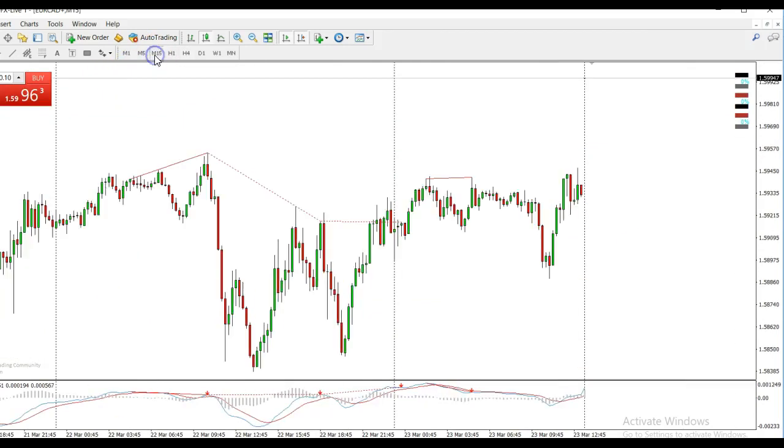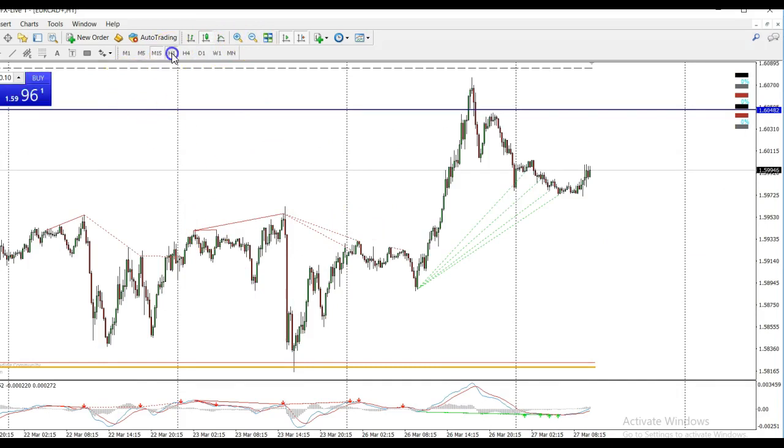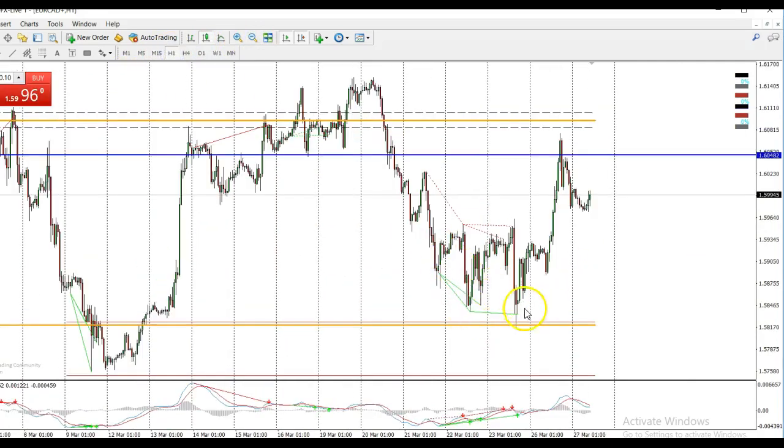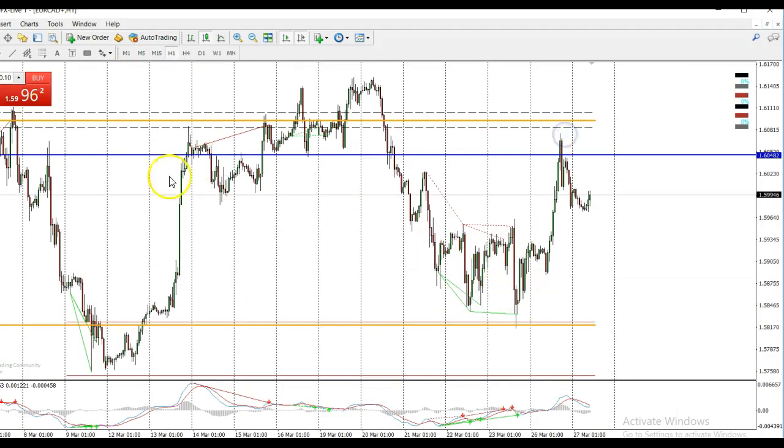We can zoom into the smaller time frame charts, and you can see what happens. See, divergence. I think this is where we took this trade last week. I told you we got the signal, and nice pop up.